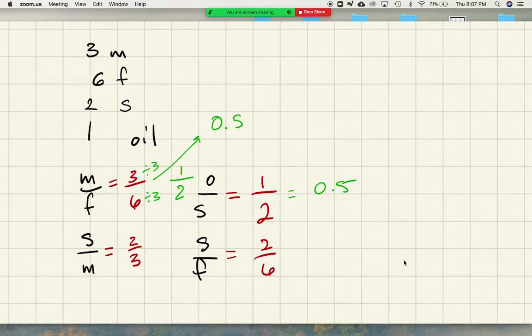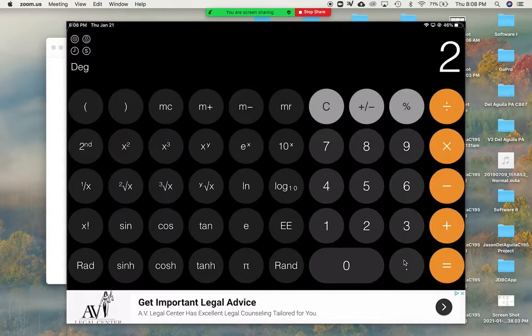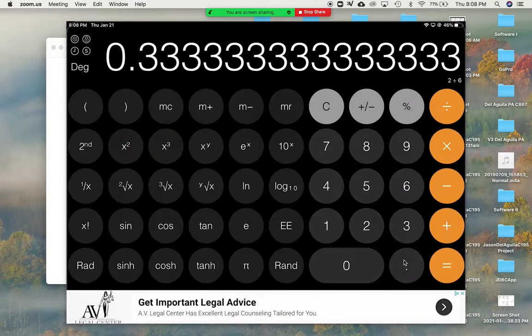2 divided by 3, I think that's 0.66 repeating. Yeah, that's what I got. So this one is bigger than this one, right? And then if you divide this one, what is this? It's like 0.41, what type of number? It's the smallest one, I guess. Yeah, 2 divided by 6. That's what I got. 2 divided by 6, 0.3 repeating.